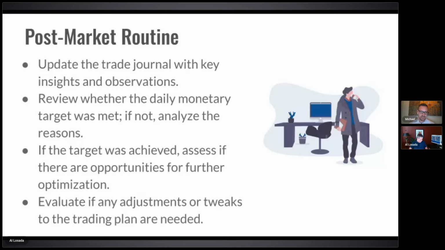If this target was achieved, I would still look at what I can achieve in the future. Obviously, I don't want to be stagnant. I also want to increase my monetary targets, so I look there for optimization potentials. If I haven't reached it, which does not happen too often, then I would look into what was wrong and where the optimization potentials are. And I constantly, every single day, look if adjustments or tweaks are necessary regarding my trading plan.